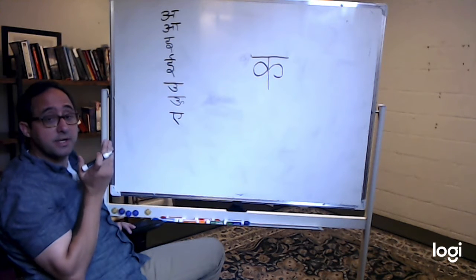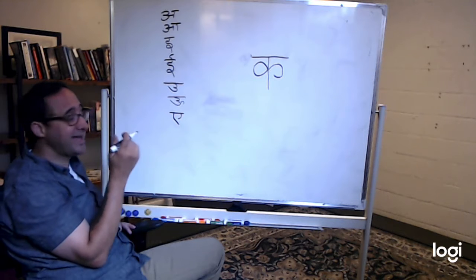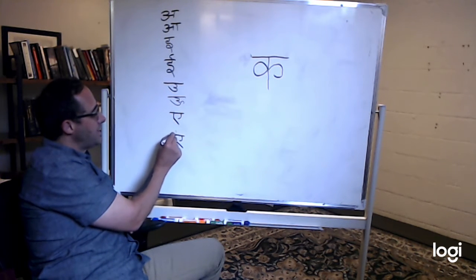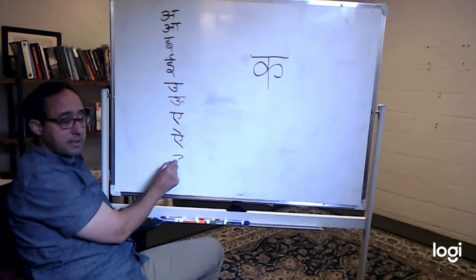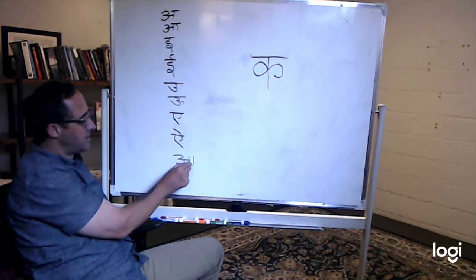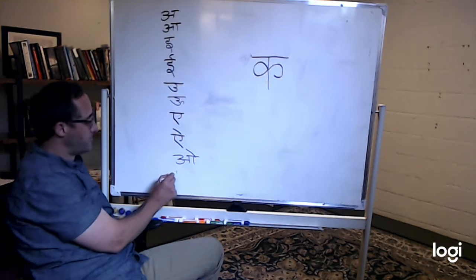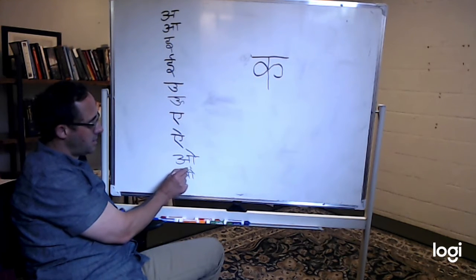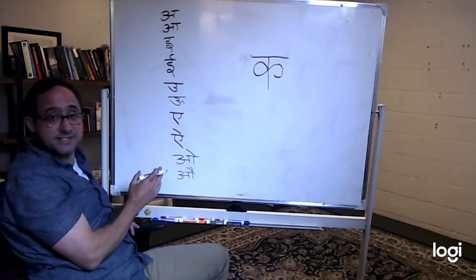Not eh, like bed. Not eh, like bit. A. Somewhere right in the middle. A. O. A. Those are all my consonants.